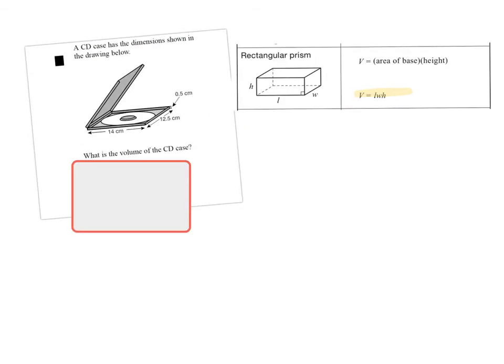In this question, we have a CD case, and it has the dimensions that are shown here, so 14 by 12.5 by 0.5. Once again, I'm going to look at the formula sheet to find the same shape. So the rectangular prism here. The formula then is the length times the width times the height. I'm going to begin.